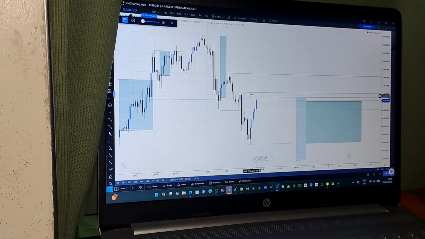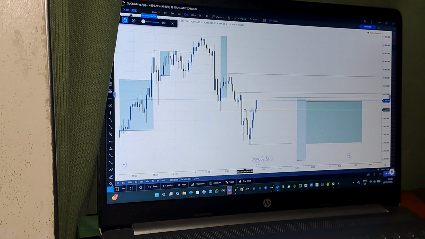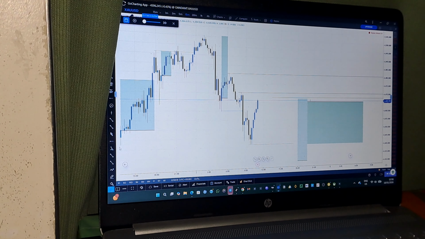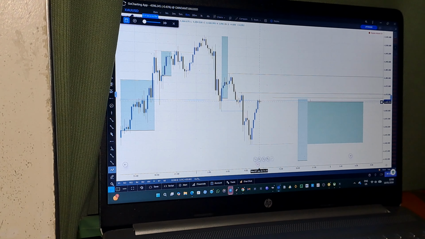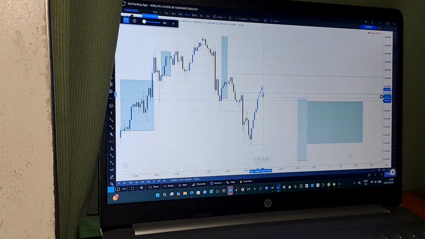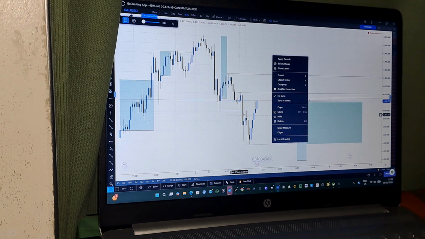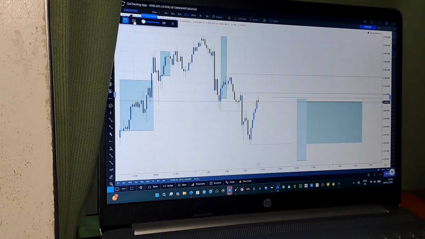So what we are targeting is the next liquidity point. So let us delete this and we target the next liquidity point. So this is what we want to see, and then we can sell up to this point. Okay, so let us see how this plays out.